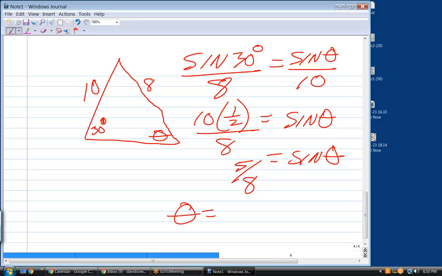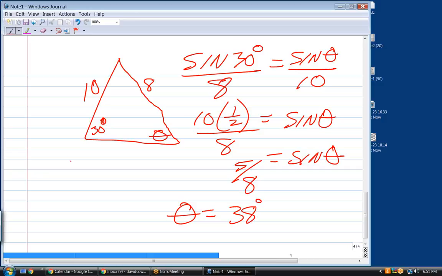What's theta? Do you want me to do it? Okay. So you take the inverse sine of 5/8. That's 38.7. We'll just round everything off in the interest of simplification here. Now, in reality, theta is not just 38 degrees. It could also be the obtuse angle.